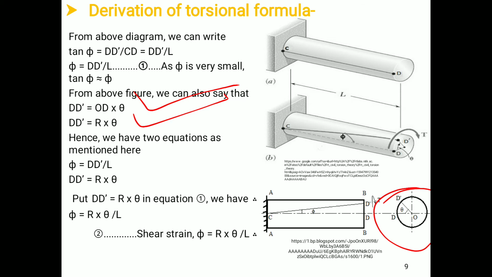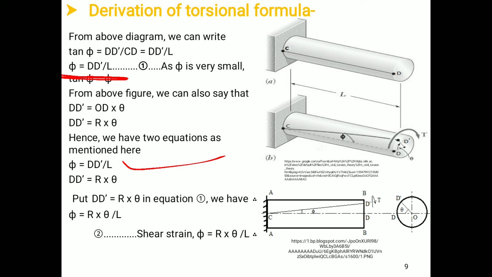From this figure we have derived this particular equation. Hence we have two equations. The first equation is phi is equal to dd' upon L and dd' is equal to r into theta, that is the arc length. Now we will put the value of dd' into equation number 1. After putting dd' into equation number 1, I have phi is equal to r theta upon L. Therefore from this equation the shear strain can be given by phi is equal to r theta upon L.